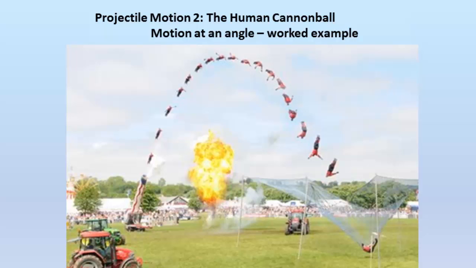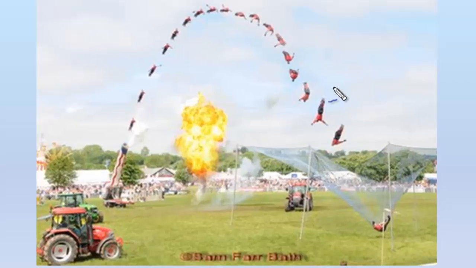This is Projectile Motion 2, the human cannonball, motion at an angle, a worked example. In this example, we now have a cannon in the picture, right over here. And the cannon, in this case, is shooting a human projectile. And that human really cares about being caught by a net. That's something that's important if you're being shot out of a cannon.